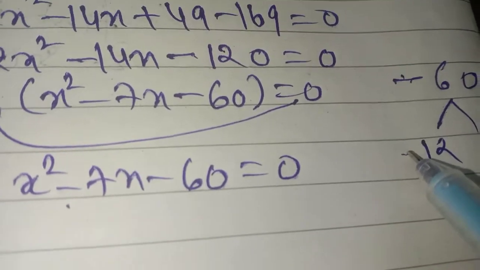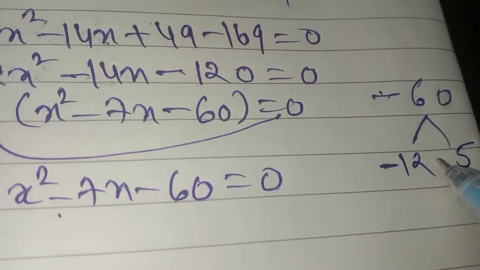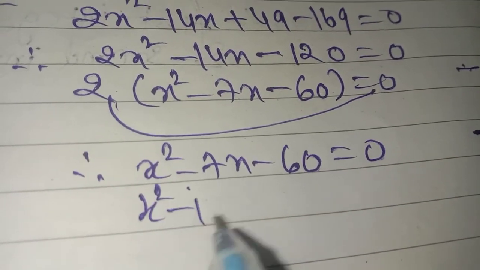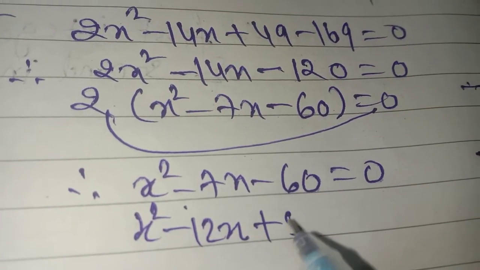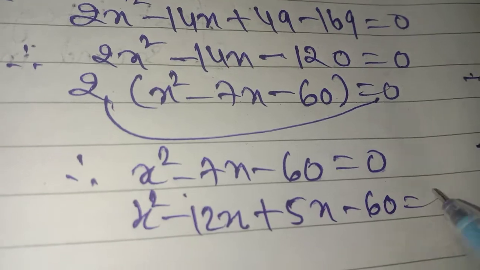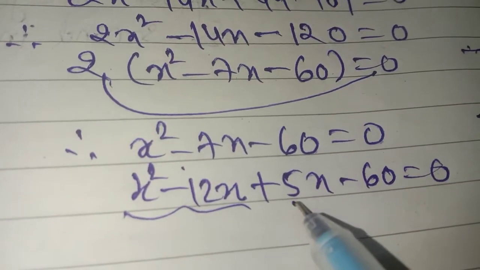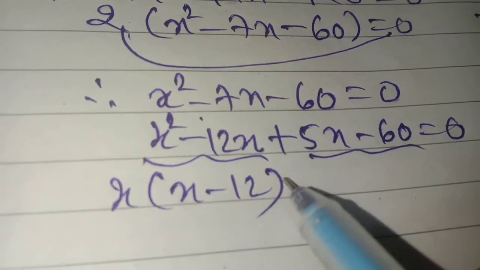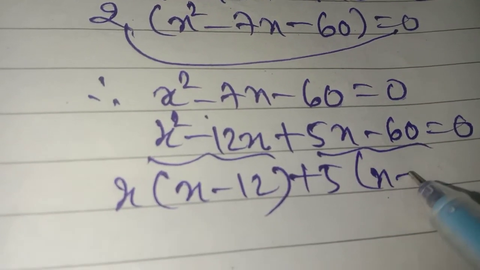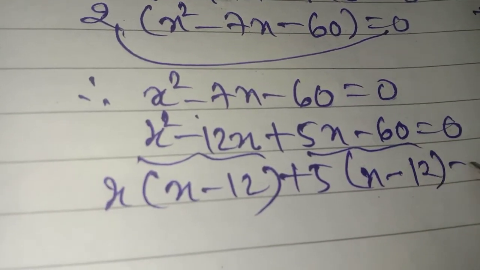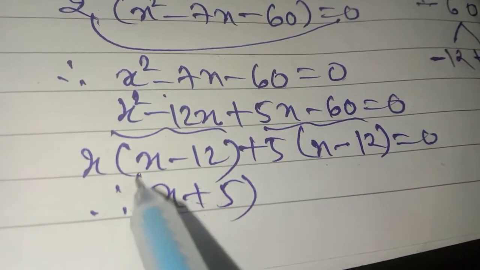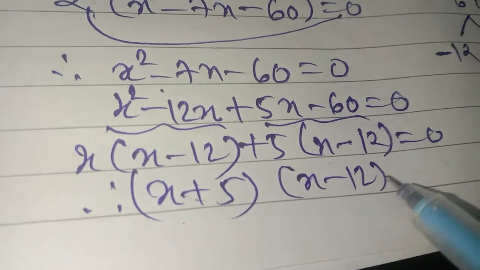So obviously we have to put the minus sign on the larger number and the smaller number will be plus. So it will be x square minus 12x plus 5x minus 60 is equal to 0. So again we have two terms to take common, x minus 12 and plus 5, it is x minus 12 is equal to 0. So therefore the first equation is x plus 5 and x minus 12 is equal to 0.